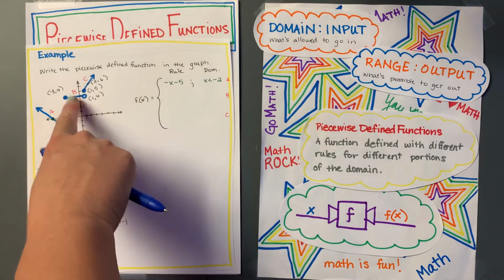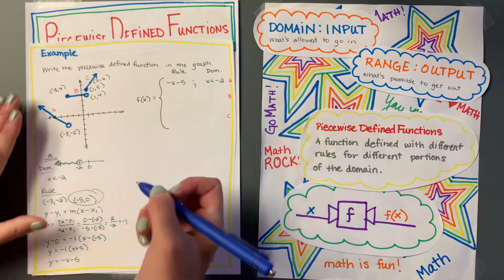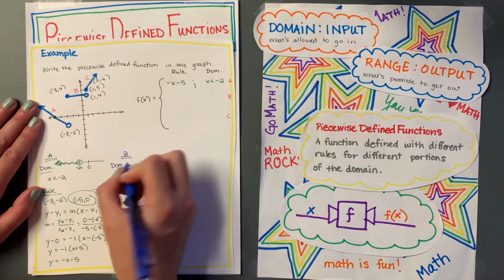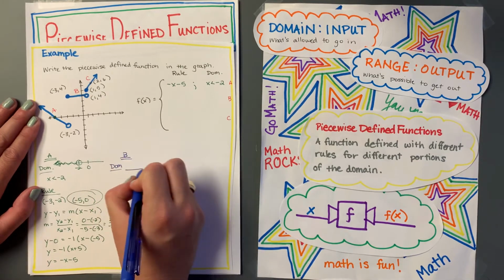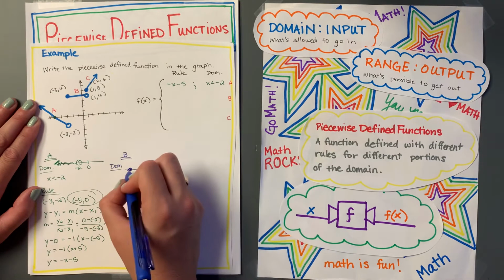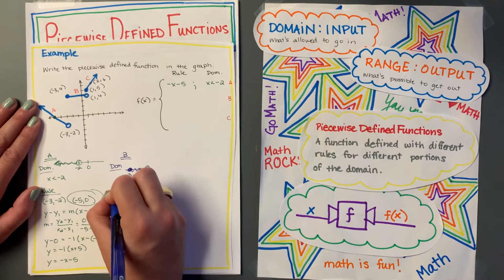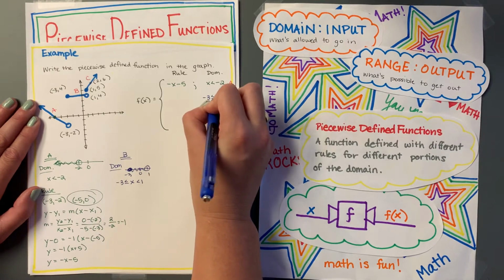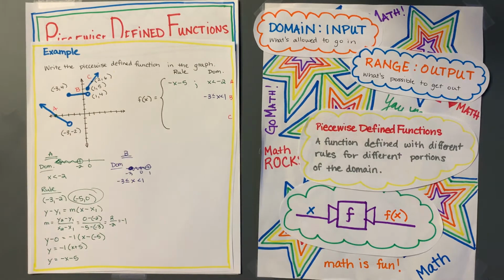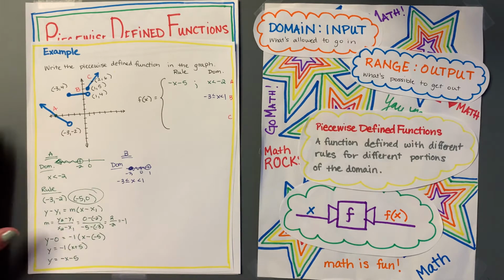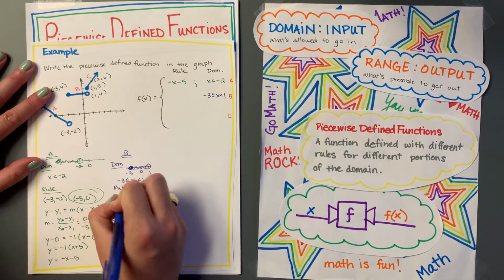Okay, so now I'm going to look at part B. So for B, I'm going to start by looking at the domain. And for this domain, I see I've got -3, and I have a shaded circle here and an open circle at 1, shading in between. So this looks like -3 is less than or equal to x is less than 1. So -3 is less than or equal to x is less than 1 is my domain for portion B of this graph.